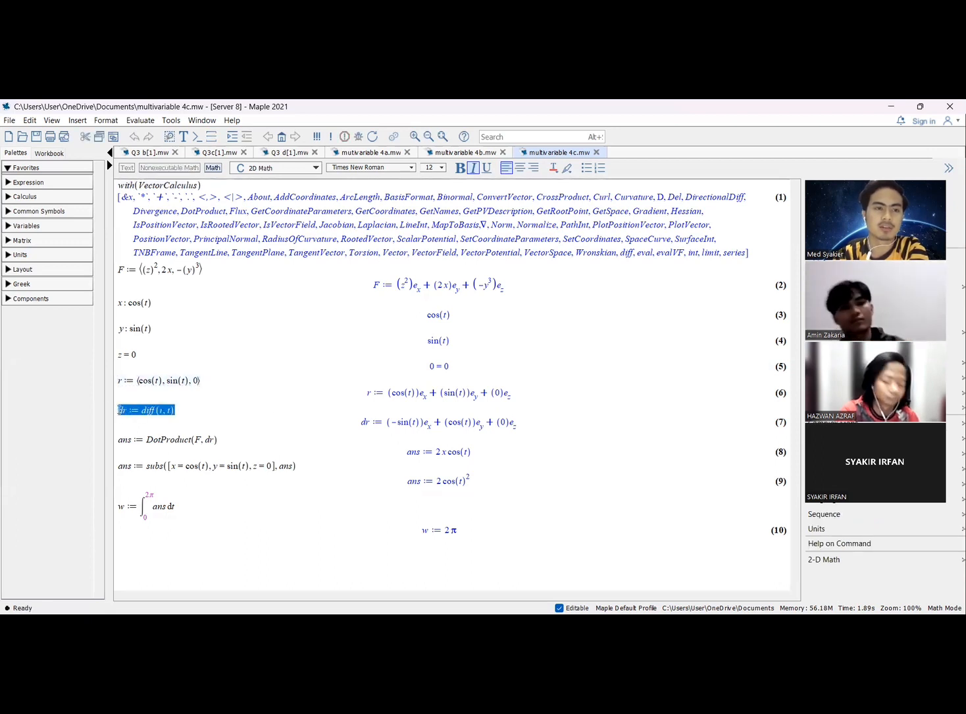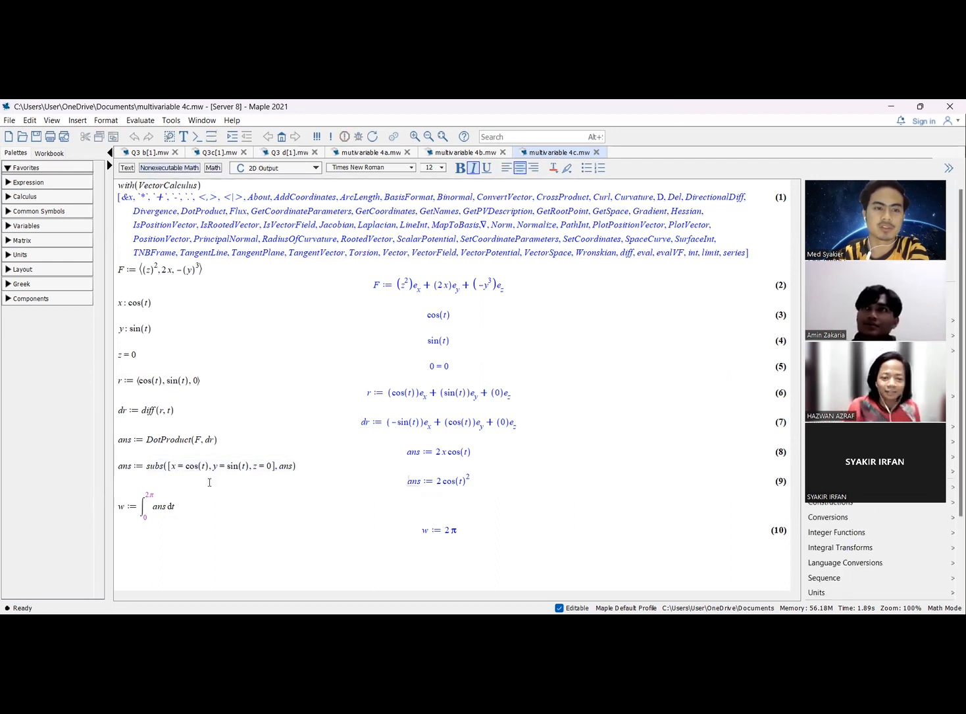And for the dr, you have to differentiate the r, which is differentiating r(t), and then we get this. After differentiating, dr equals negative sin t e_x plus cos t e_y plus 0 e_z. And we have to type the dot product of f and dr. Then the answer is 2x cos t. And then substitute x equal to cos t, y equal to sin t, z equal to 0.